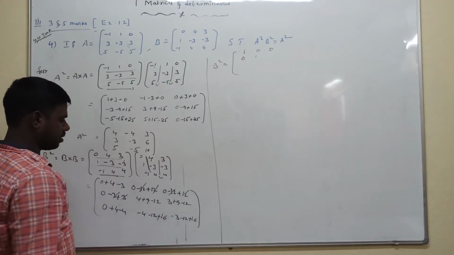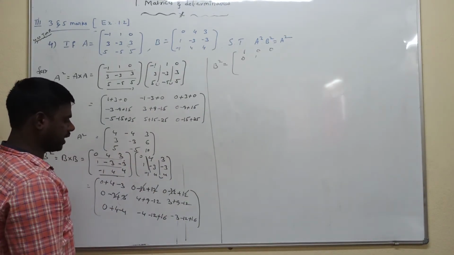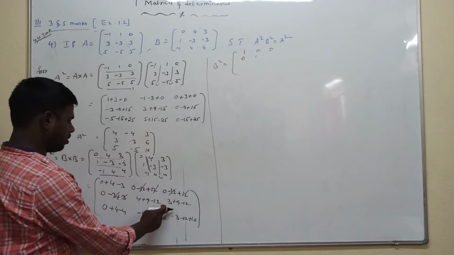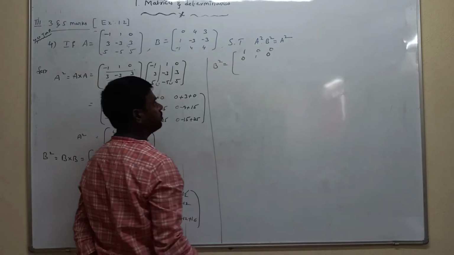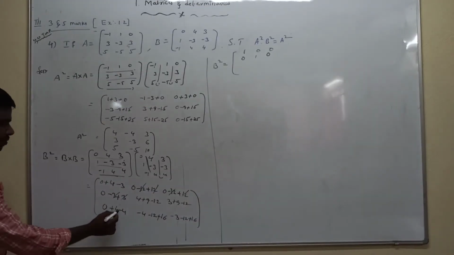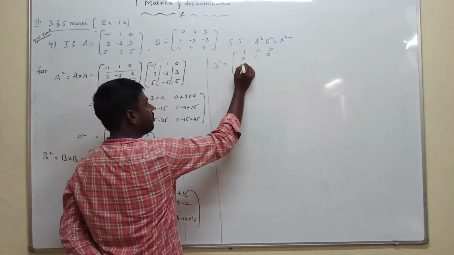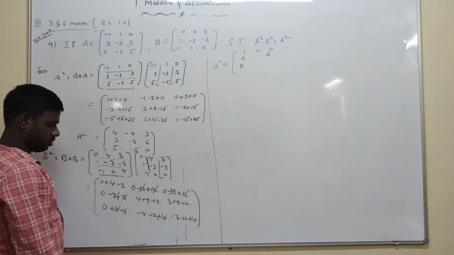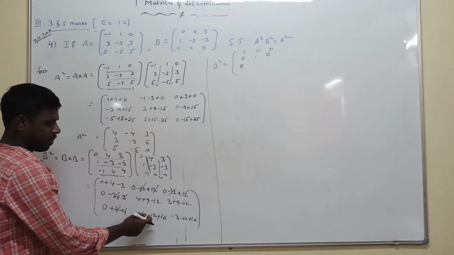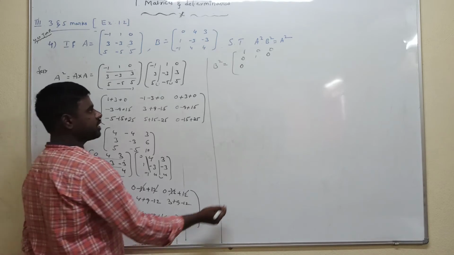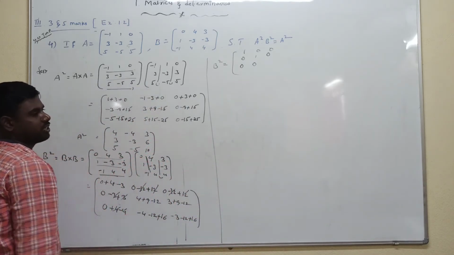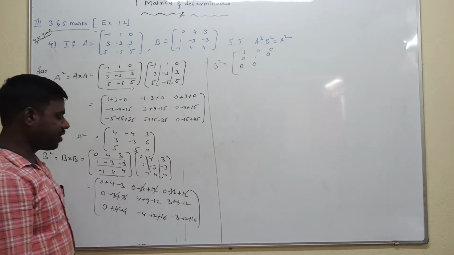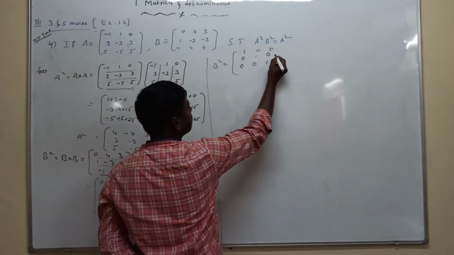9 plus 3 is 12, not 13. 12 minus 12, that value is 0. Next, plus 4 minus 4 get cancelled, that value is 0. Minus 4, minus 4, minus 16, minus 16 plus 16, that value is 0. Minus 3, minus 4, that value is minus 15. Minus 15 plus 16, that value is 1.